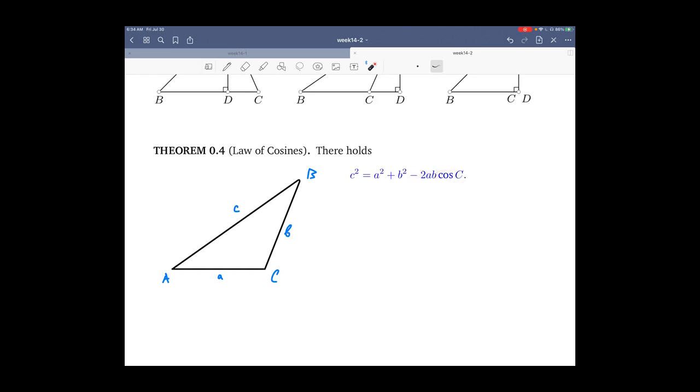And so, in my picture, this will be greater than, this will be a positive quantity, negative cosine C.